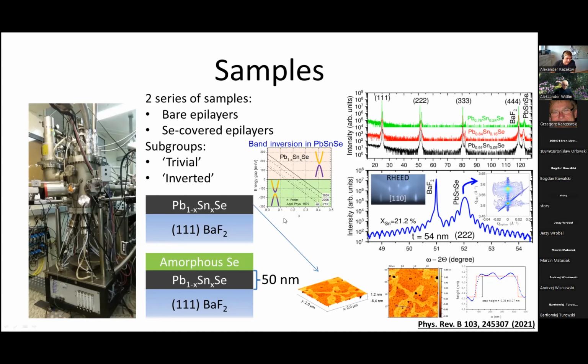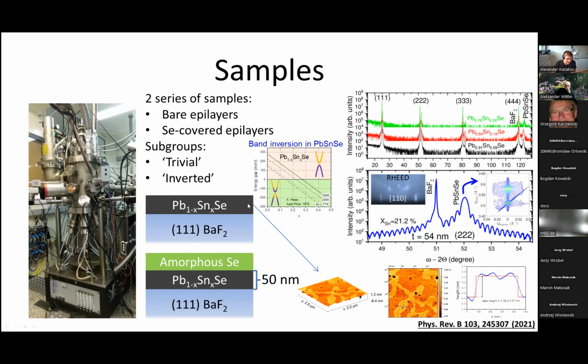So here one can see how the band inversion occurs with the changing of the composition. In our case, tin ranged from 0 to 0.3, covering both trivial and topological cases. And another subgroup was bare epilayers without any cover, and epilayers covered with amorphous selenium. Amorphous selenium was used as a symmetry breaking layer because it is amorphous and doesn't contain any symmetry.